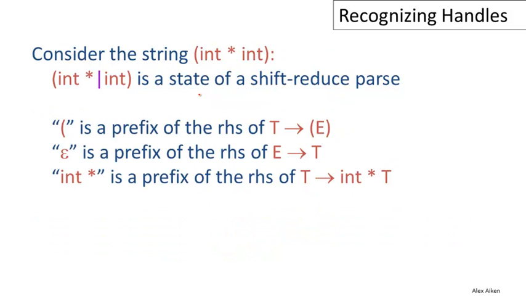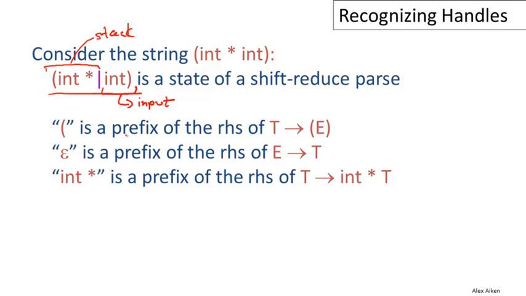So let's illustrate this idea with an example. So here is another input string. We're going to use the same grammar. You can rewind if you want to see the grammar again. But let's consider this state where we have open paren int star on the stack, and we have int close paren remaining in the input.